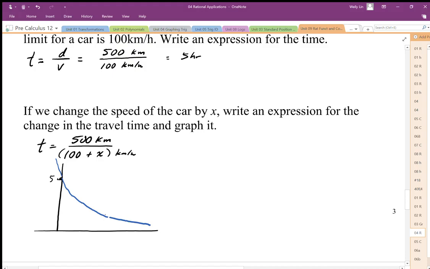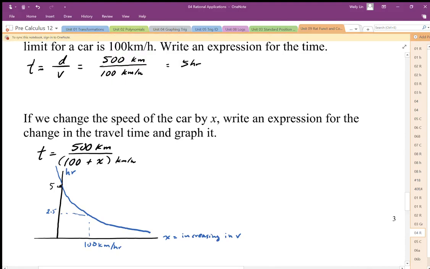Okay? So if we increase the velocity by, let's say, 100 kilometers an hour, so let x equal the increase in velocity, that would then mean that we're going at 200 kilometers an hour, and our time is going to be 2.5 hours. Okay, so this is going to be time along the y-axis, which is in hours. So our graph should look something like this.